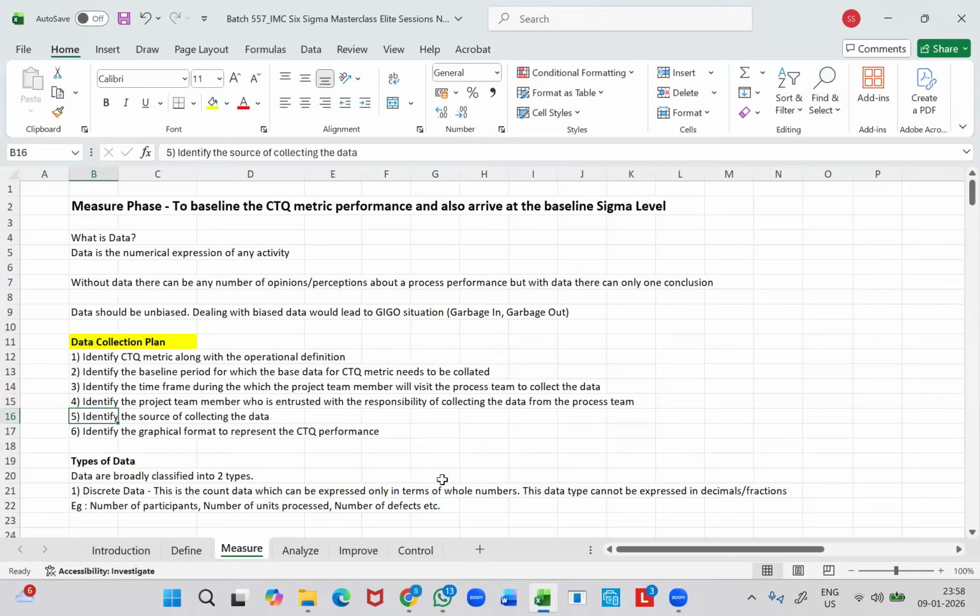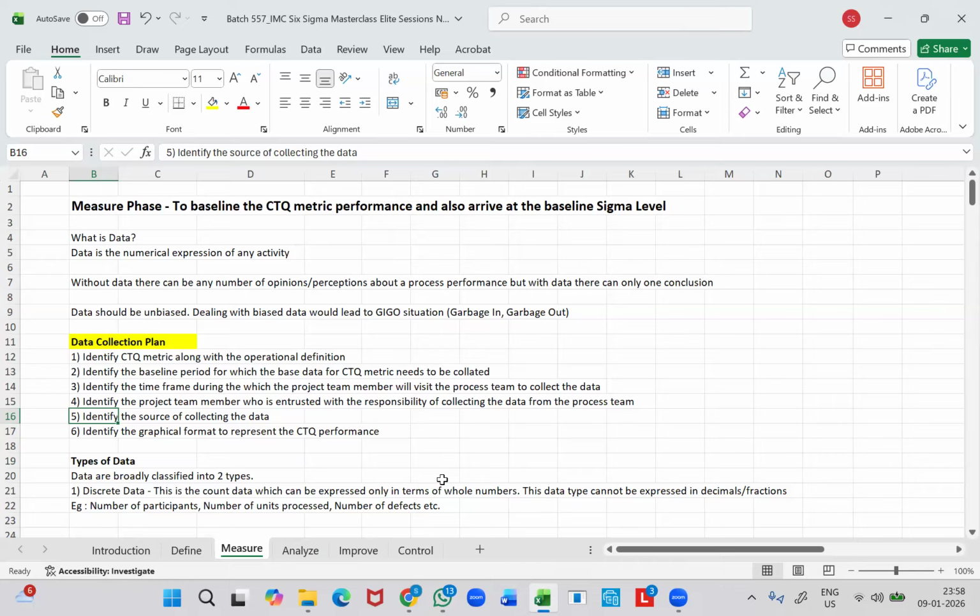And pointer number 6, we also need to identify the graphical format that will be used for representing the CTQ metric performance. We have various graphical formats which we are going to see as part of the measure phase, like histogram, bar chart, pie chart, line chart, etc. Which graphical format will be used needs to be mentioned as part of the data collection plan.